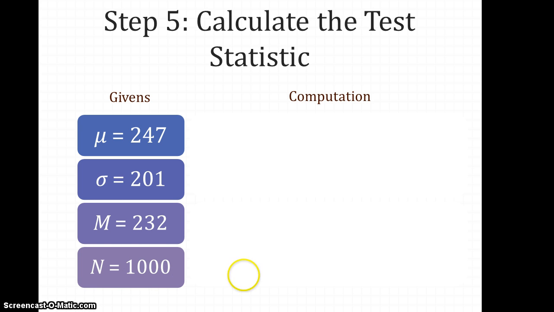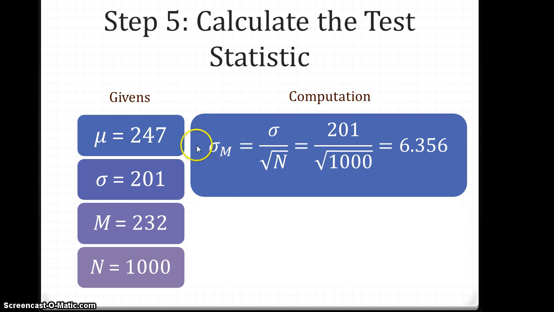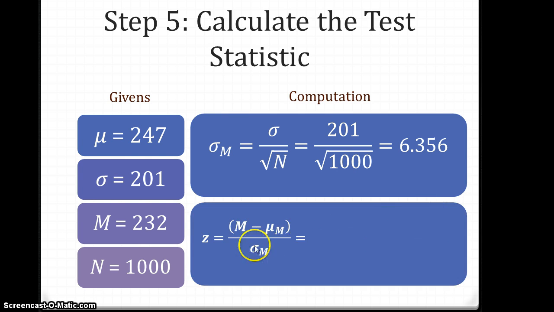So what does the computation look like? Again, remember, we're using the standard error, and we did already compute this in step 3, but I just want to remind you that because our comparison distribution is a distribution of means, we need to use the standard error, and we have 6.356 as our standard error. So now we calculate the test statistic for Z, and you can see our formula is the mean of the sample minus the mean of the population divided by the standard error. And if we substitute in, we have 232 calories minus 247 divided by 6.356, which gives us a negative 2.36 as our test statistic.